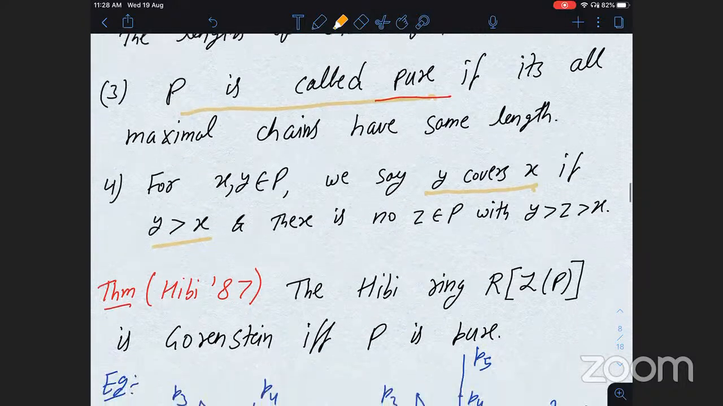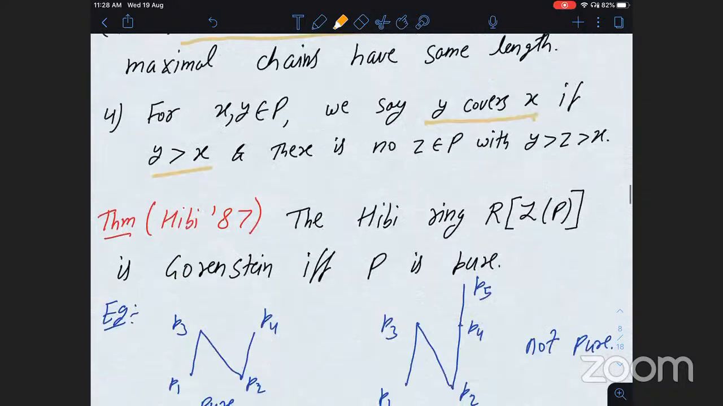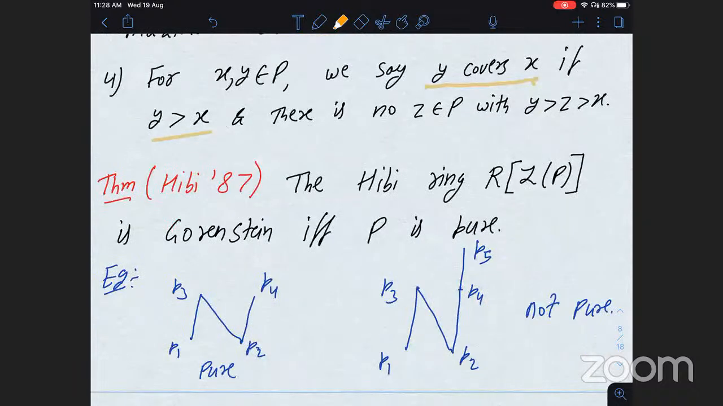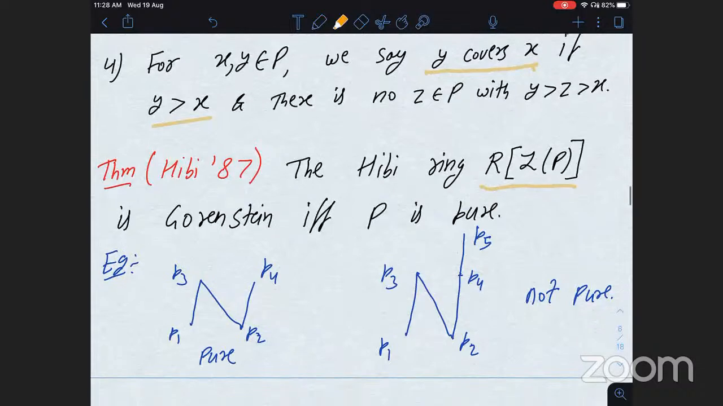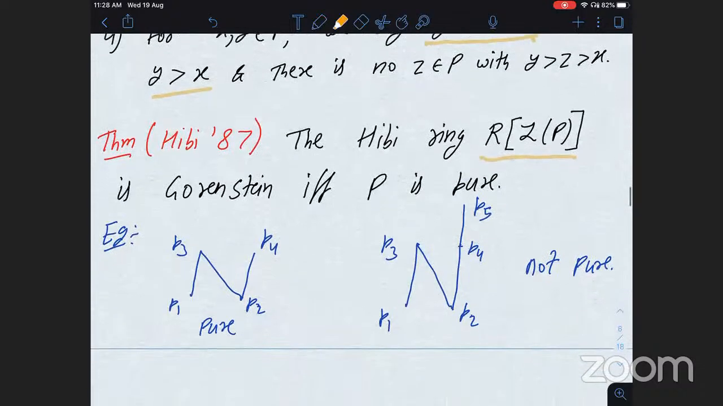Now a theorem due to Hibi. Hibi proved in 87 that the Hibi ring R of I(P) is Gorenstein if and only if P is a pure poset. So this relates an algebraic property of the Hibi ring and a combinatorial property of the poset. Okay, so now for example, look at this poset.